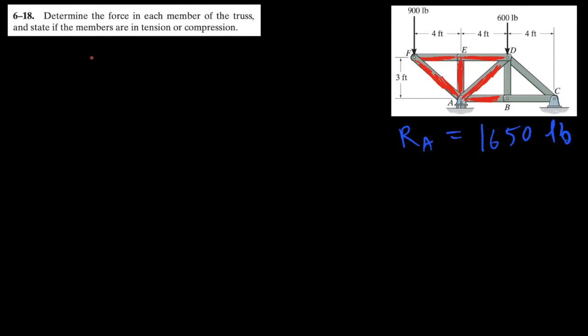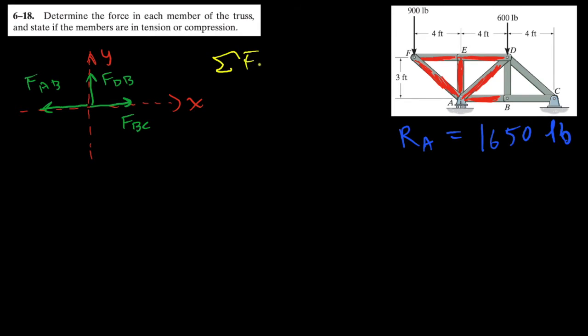Now let's take a look at joint B. So again, our essential x and y axes. We have the following forces applying. We have the member AB, the member DB, and the member BC. Let's start with the vertical summation, as it is pretty easy because there's only FDB applying in the vertical direction. So setting this equal to 0, we get that the force in the member DB is equal to 0 pounds.